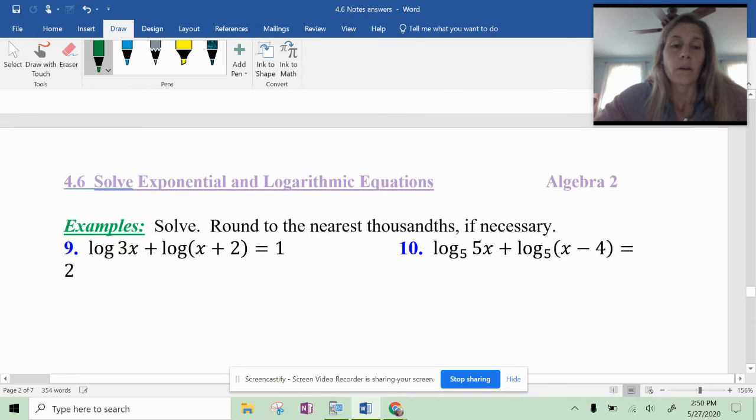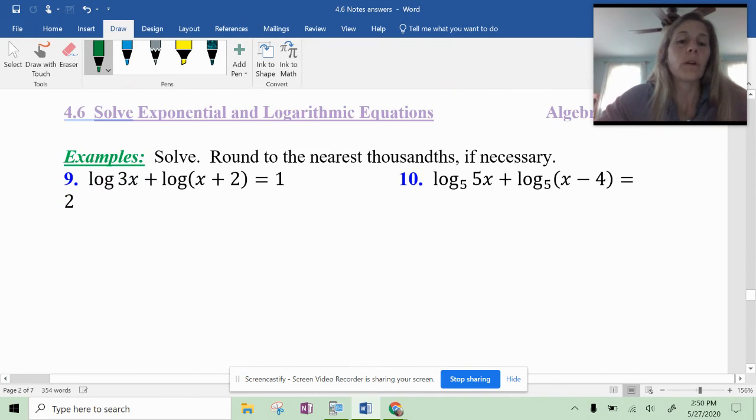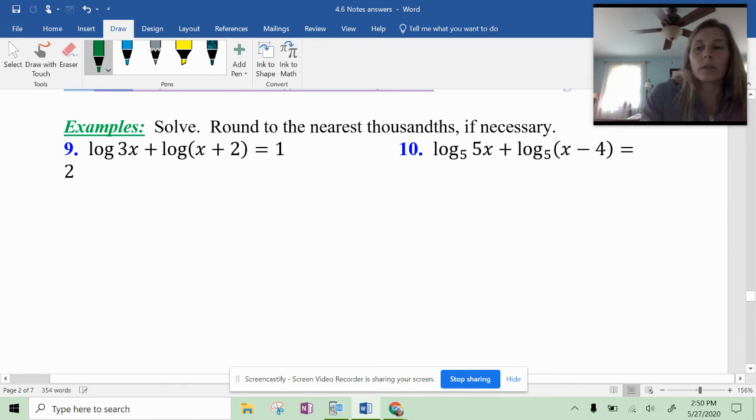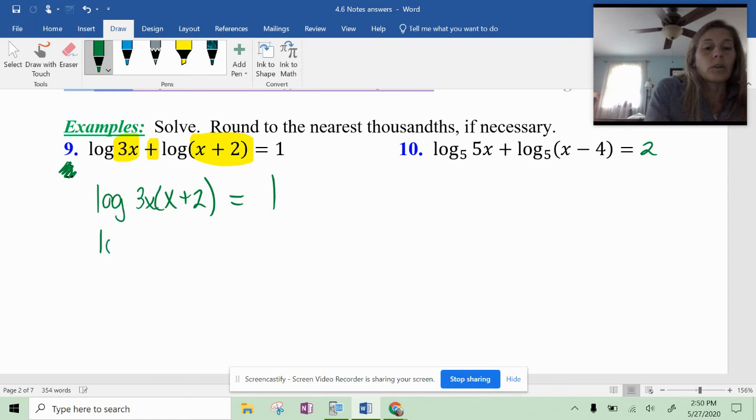Okay. I think we just have a couple left, right? Okay. All right. So this is actually a 2 over here. So this 2 goes to there, got cut off. Okay. So this is another example where we have to do the condensing for these two because you have 2 logs. So if I were to condense this, I'm going to have 3x times x plus 2. And then I'm going to just kind of combine that a little bit. So it's 3x squared plus 6x.